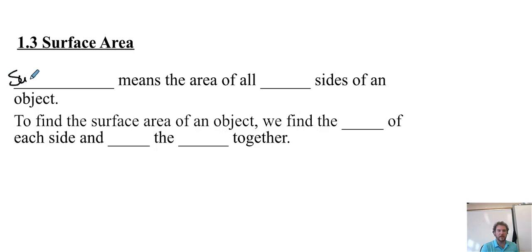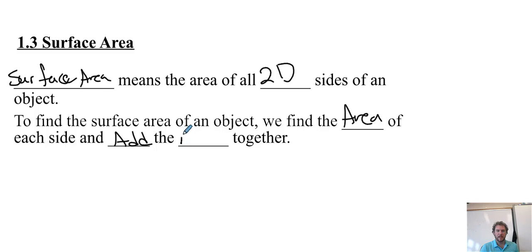So, surface area means the area of all 2D sides of an object, right? To find the surface area of an object, we find the area of each side and add the areas together. Right, so that is the basic gist of it, right? Once we know the area of each side of my object, then it's just a matter of adding them together.